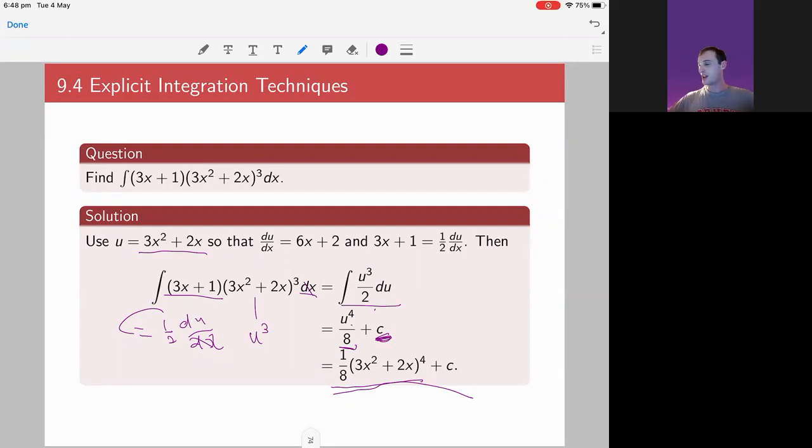So this was a few examples of use of integration by substitution. As I suggested, it's basically just the opposite of the chain rule. So integration by substitution is to integration what the chain rule is to differentiation.